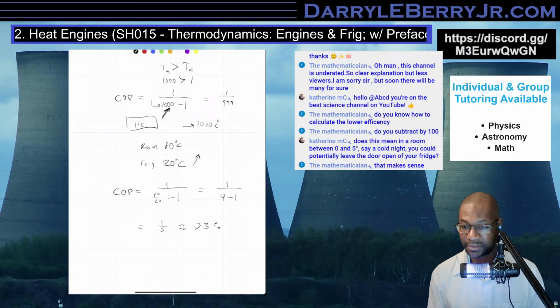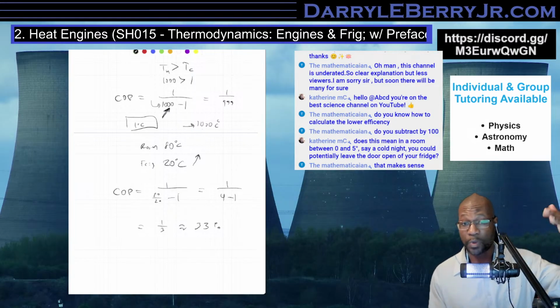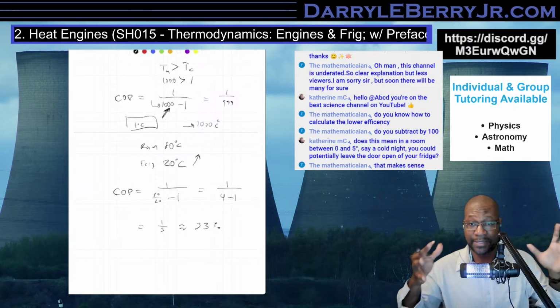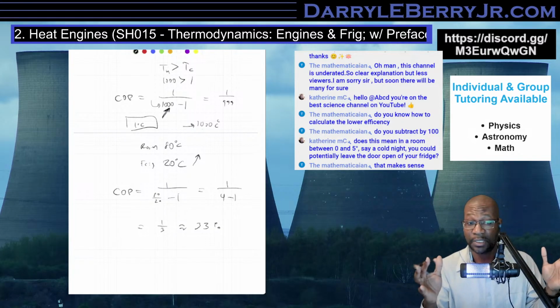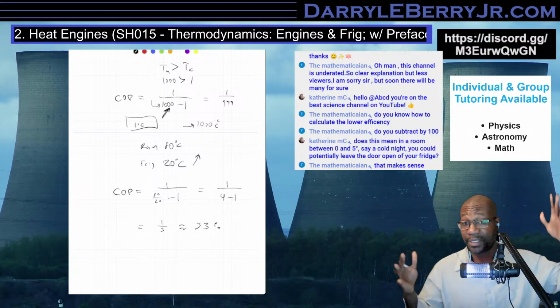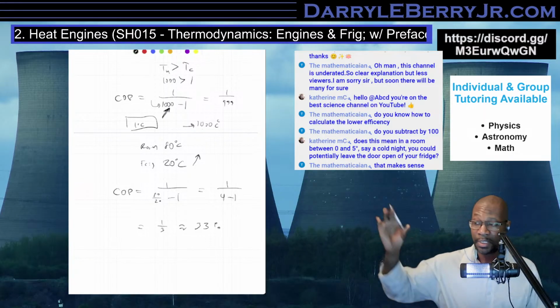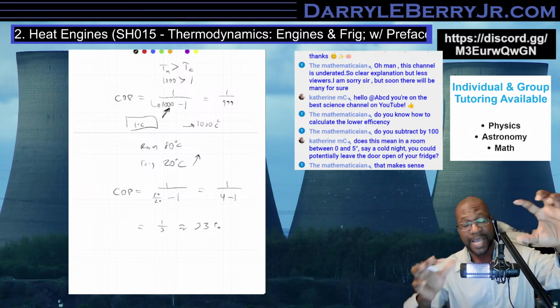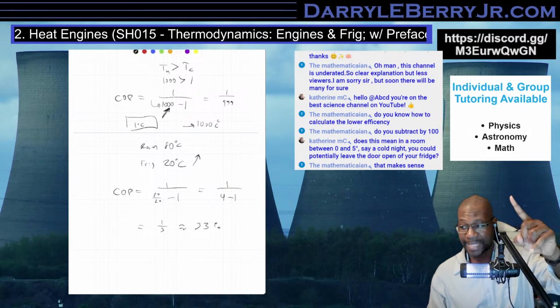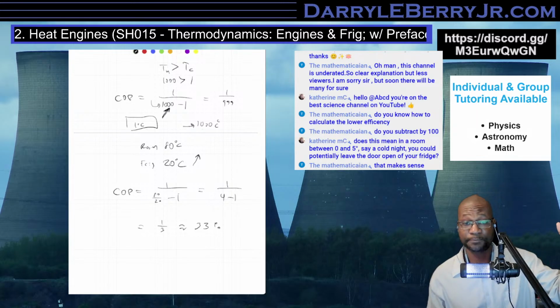And Catherine says, does this mean in a room between 0 and 5 degrees, say on a cold night, you could potentially leave the door open on your fridge? Sure, if you want it to be that degree, sure. You should try it. We know that's the case because we can listen to our refrigerator. Once it gets to a certain temperature, it turns off, right? And as long as you keep it closed, it's insulated so that it can more easily maintain that temperature. Then once the temperature rises to a certain point, it turns on again. The same thing with our thermostat. We have a thermostat on our wall, and it has a dial, whether it's a dial like this or a digital dial, and it tells us the temperature.